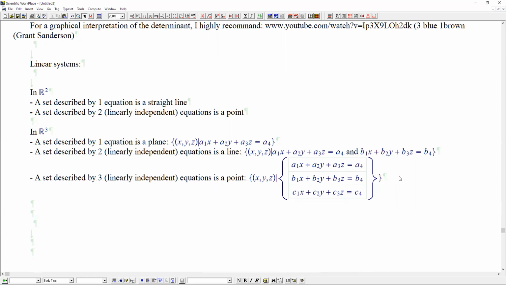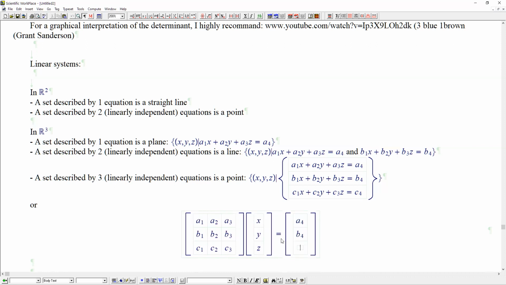And then I can write it in matrix form. I would have a 3 by 3 matrix, A1, A2, A3, B1, B2, B3, C1, C2, C3 times X, Y, Z equal to, what is it? Yeah, A4, B4, and C4.